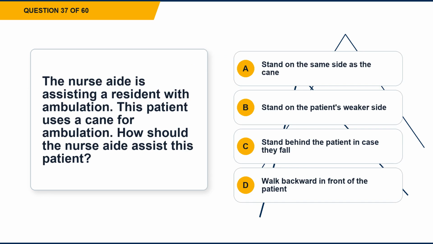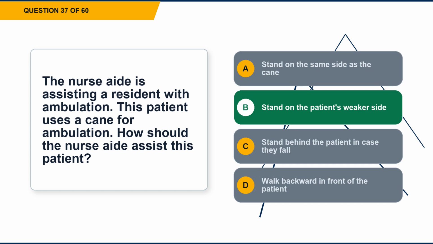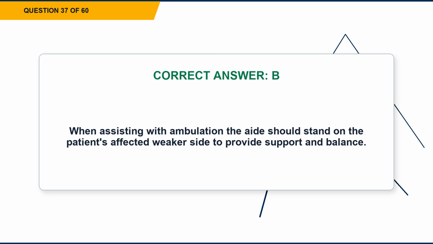Question 37. The nurse aide is assisting a resident with ambulation. This patient uses a cane for ambulation. How should the nurse aide assist this patient? Option A, stand on the same side as the cane. Option B, stand on the patient's weaker side. Option C, stand behind the patient in case they fall. Option D, walk backward in front of the patient. The correct answer is option B, stand on the patient's weaker side. Explanation: when assisting with ambulation, the aide should stand on the patient's affected weaker side to provide support and balance.